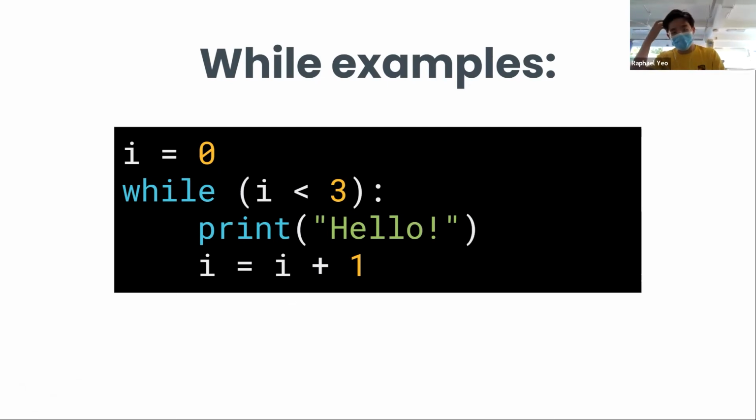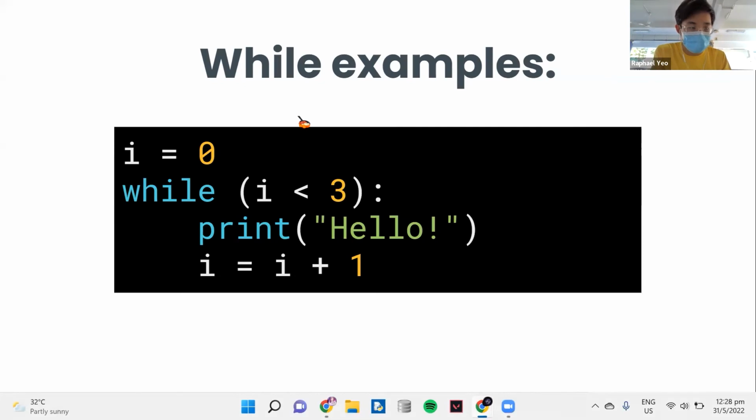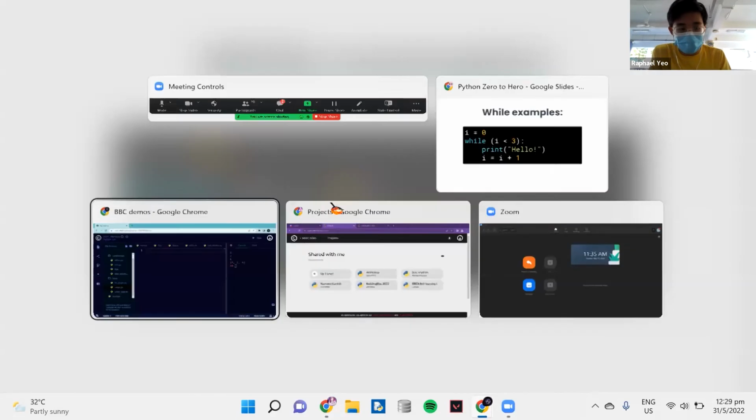Can I let you guys guess how many times hello will be printed? Okay, so what this while loop does is it prints hello, okay? And it has the condition up here that I must be less than 3. And then at the end of the whole while loop, you add 1 to I. So I is always increasing, I is less than 3. So how many times will hello be printed? Okay, some of you say 3, some of you say 2. I'll show you over here.